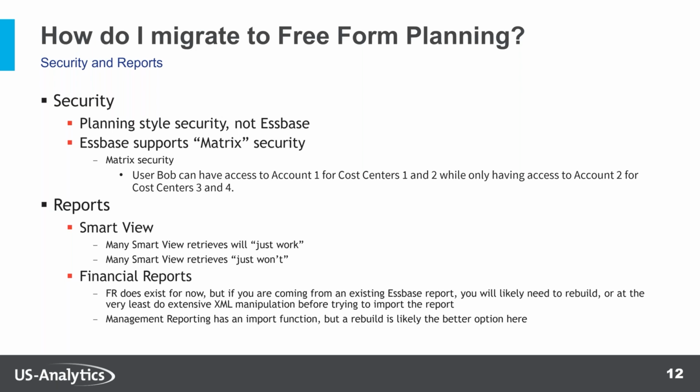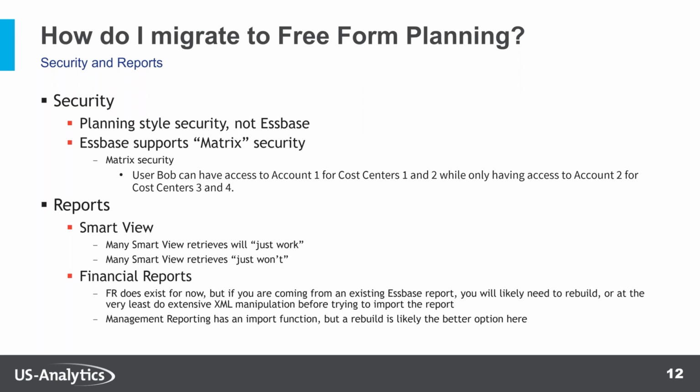So I can give user Bob access to account 1 for cost centers 1 and 2, and account 2 for cost centers 3 and 4. But if I go into 3 and 4, I won't see account 1 data, right? So that's matrix security. Planning doesn't support that. In planning, it is very much object level, dimension level security, where I can say user Bob can have access to account 1 and account 2, and user Bob can have access to cost centers 1 through 4, but I cannot specify any kind of matrix security around those two.